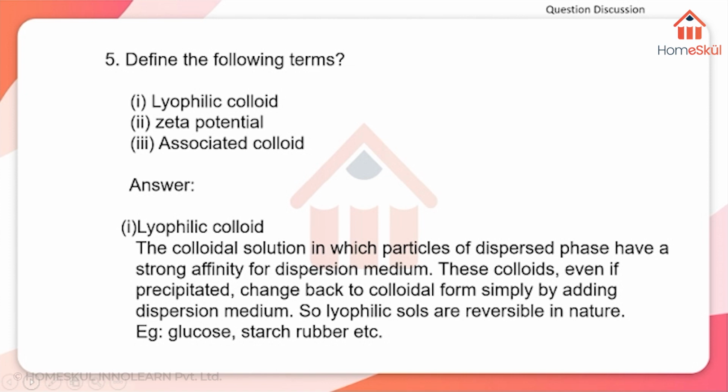The colloidal solution in which particles of dispersed phase have a strong affinity for dispersion medium. So there will be a strong affinity for this dispersed phase towards dispersion medium. That is why it is called lyophilic. That means this dispersed phase is more loving towards dispersion medium. Okay. These colloids, even if precipitated, change back to colloidal form simply by adding dispersion medium. So, lyophilic sols are reversible also. Okay. Examples are glucose, starch, rubber, etc.